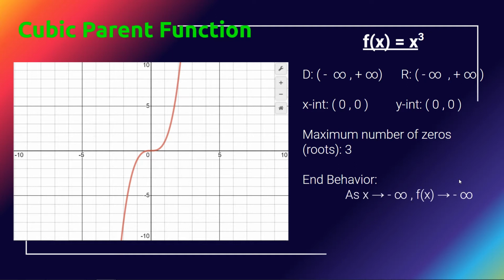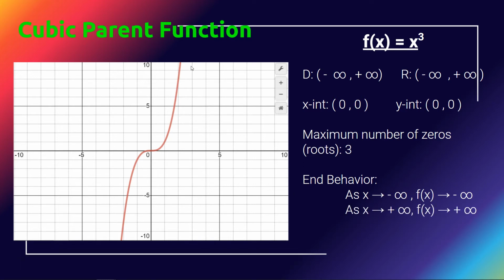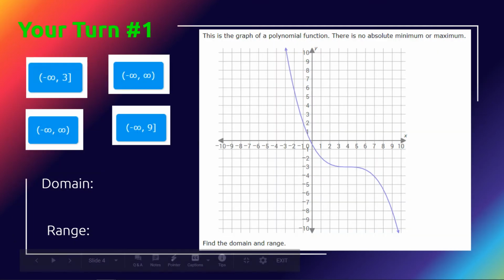In behavior, as x goes to negative infinity, y goes to negative infinity. As x goes to positive infinity, y goes to positive infinity. And it is continuous. So here's an example of a problem.